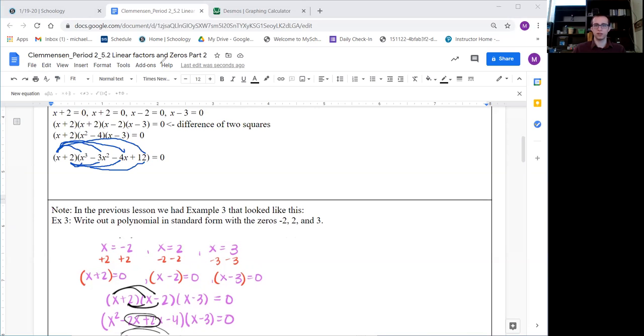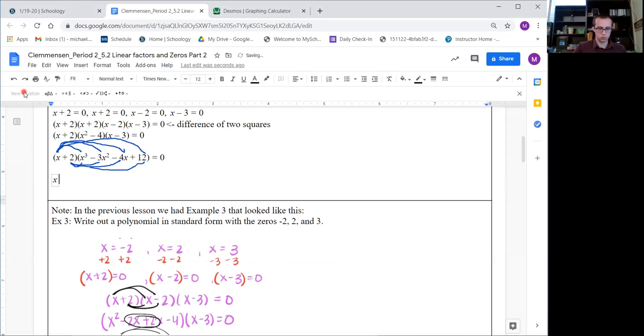Can anybody tell me what my final answer should be? What should I get for my first term in this case? Anybody tell me. X to the fourth, good. Great first step, x to the fourth. What's my next term? Good, minus 3x cubed. Next one.